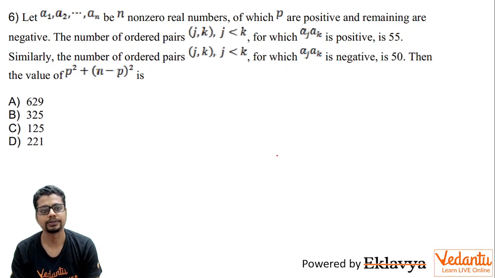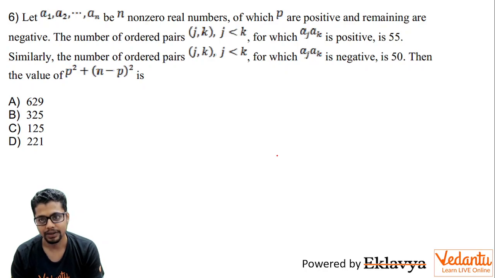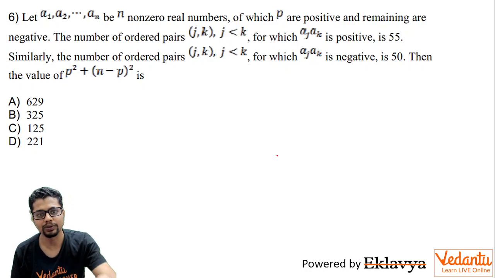Hi everyone, the question is: let a1, a2, a3, and so forth up till an be n non-zero real numbers of which p are positive and the remaining are negative. That means n minus p are negative. The number of ordered pairs (j, k) where j is less than k for which aj multiplied by ak is positive is 55. Similarly, the number of ordered pairs (j, k) where j is less than k for which aj multiplied by ak is negative is 50. Then the value of p square plus (n minus p) whole square is?